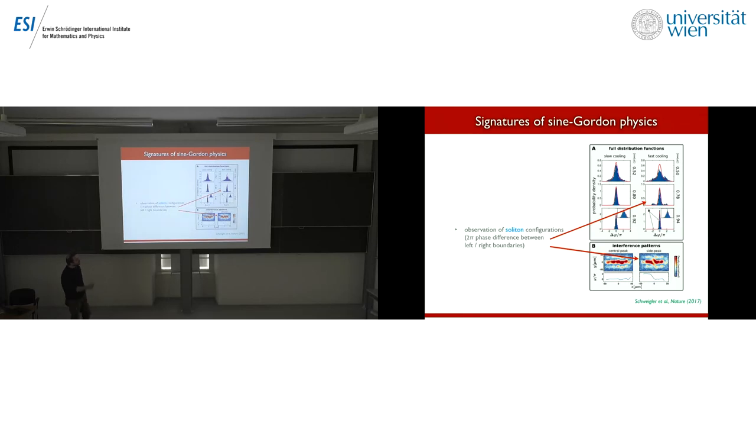You can see in the bottom part of the plot an example of such phase profiles, where the value of the phase field interpolates from 2 pi to 0. So there is a difference of 2 pi between the two edges of the system, which is nothing but exactly a kink configuration, which is the characteristic soliton excitation of the Sine-Gordon model.